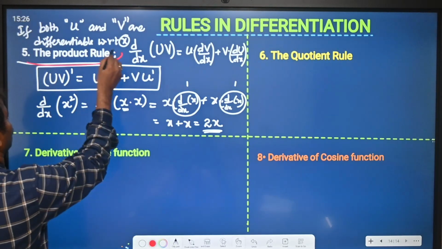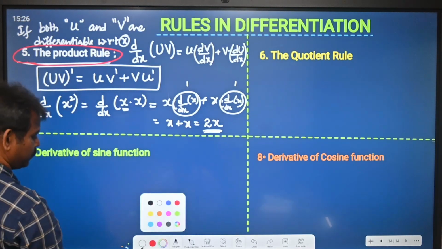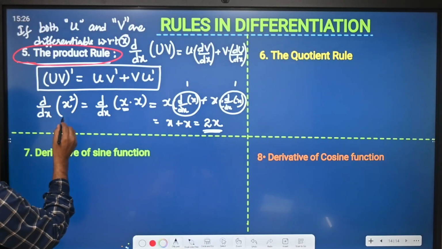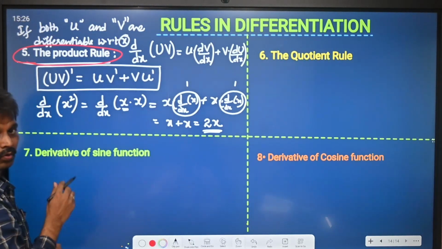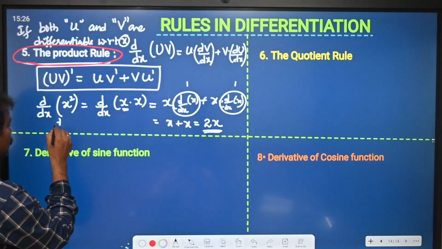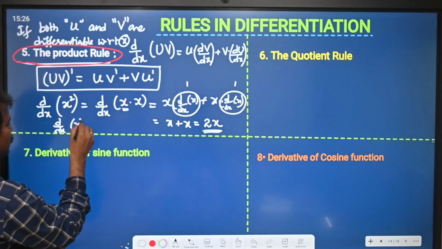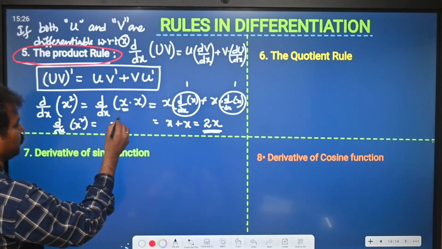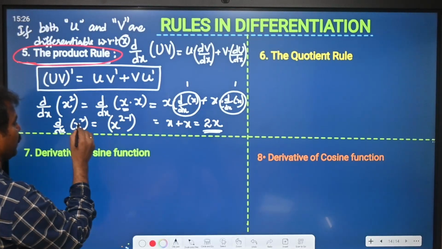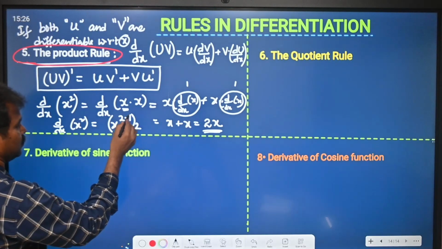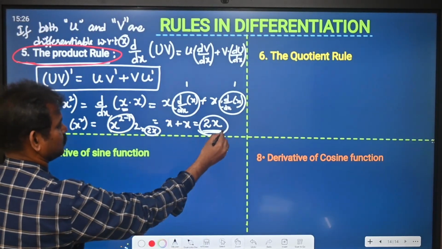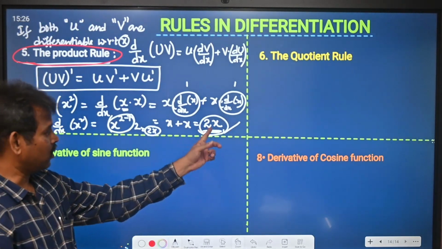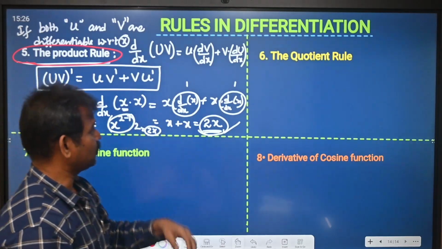Without using this product rule, we know the derivative of x square by using the power rule. d by dx of x square is power reduces by 1, multiply with the same power. This will become x power 1 into 2, which is equal to 2x. The same result we got here. This is a product rule.